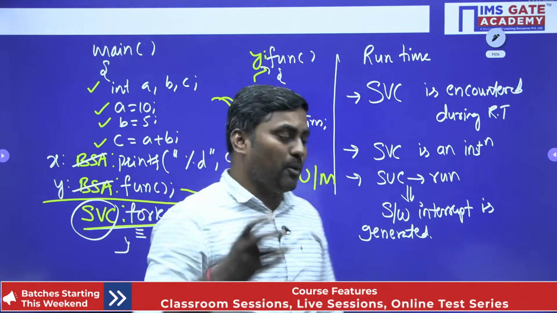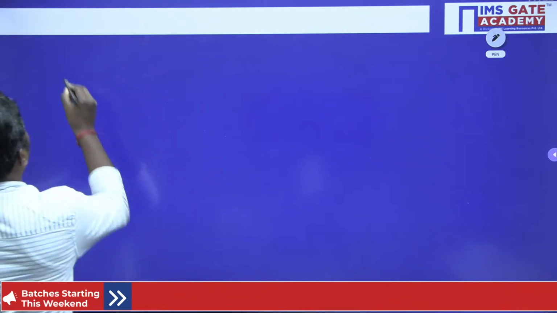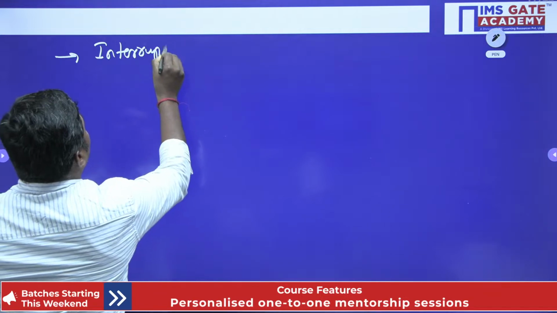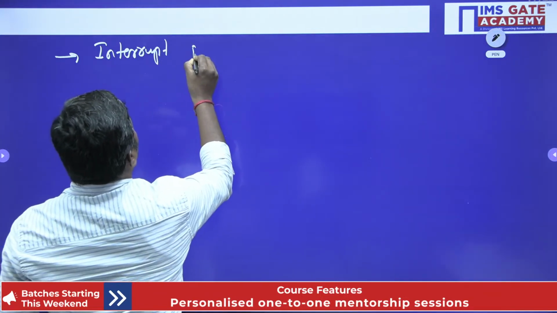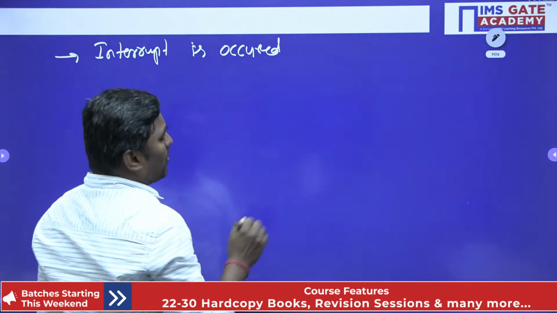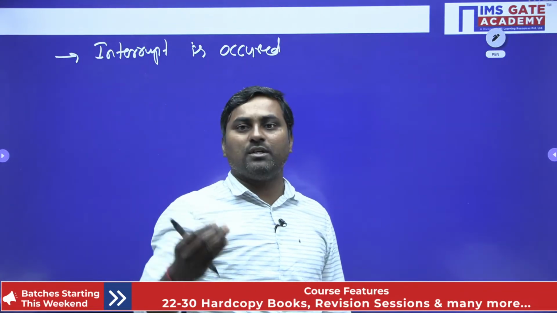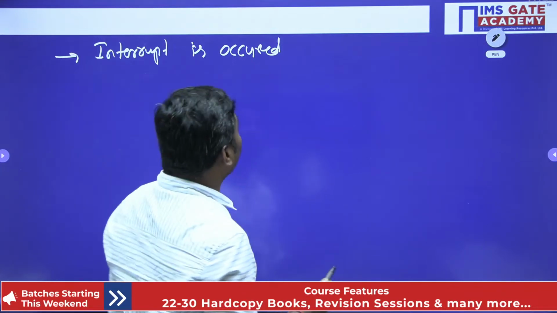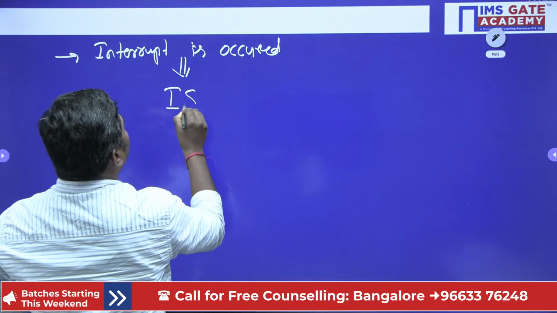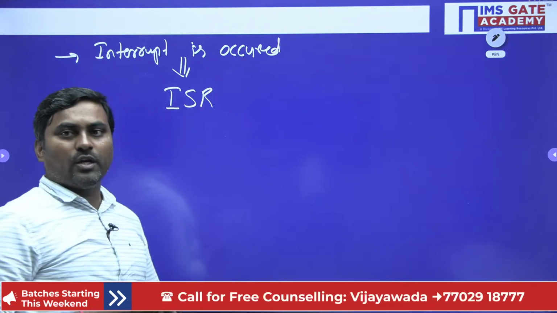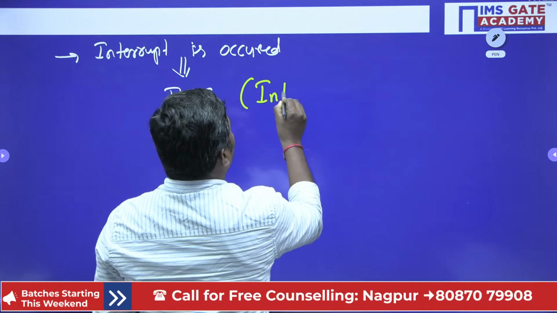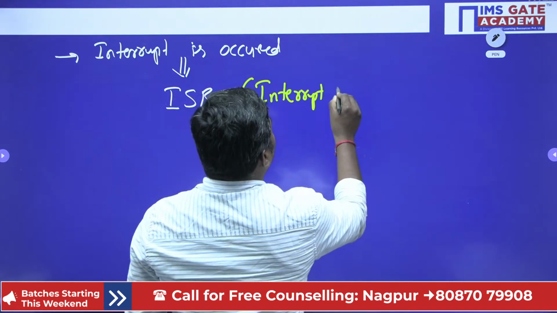So you need to understand that for every interrupt, whenever any interrupt occurs, the current program execution will stop at the end of the instruction cycle. Now you have to run the ISR. What is ISR? Can you tell me what ISR is? ISR is the interrupt service routine.